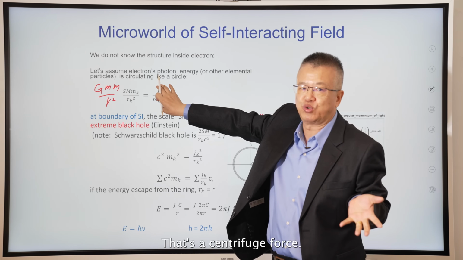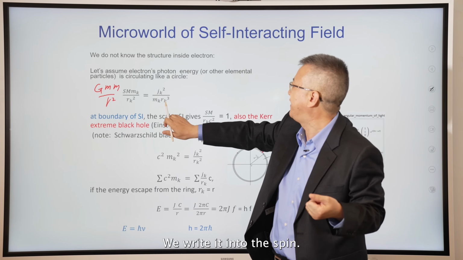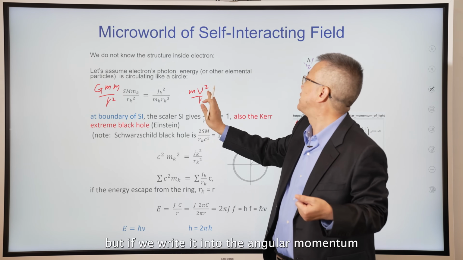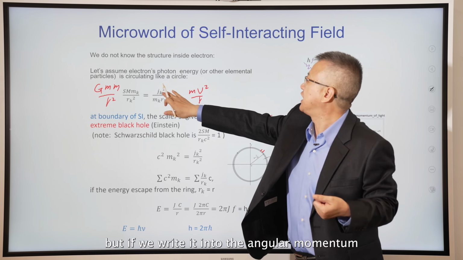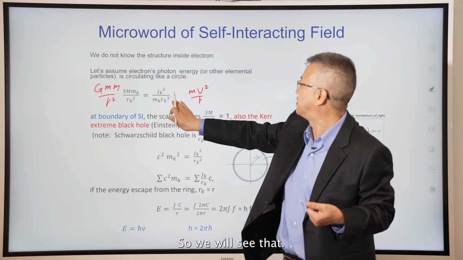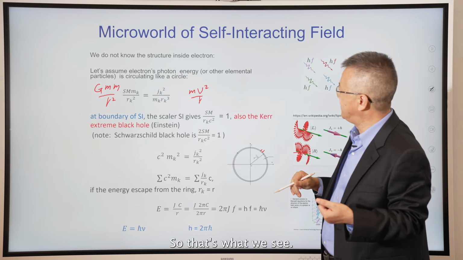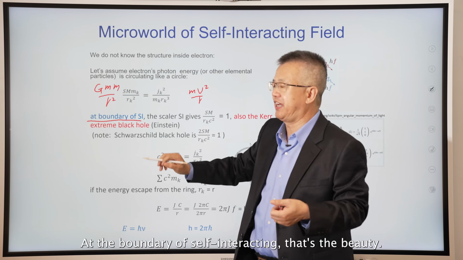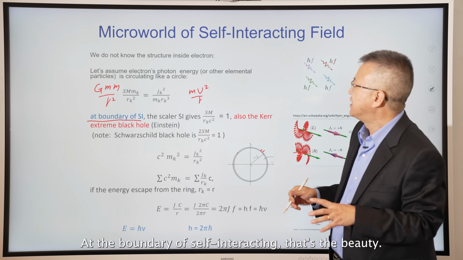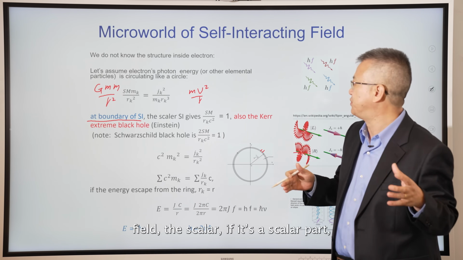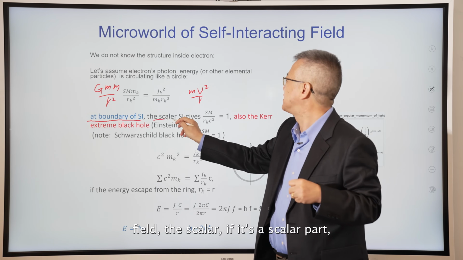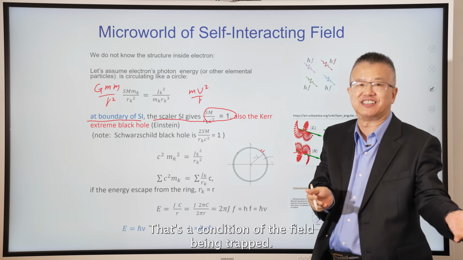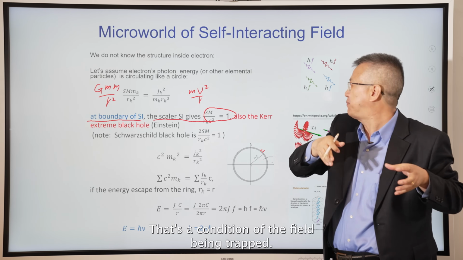That's a centrifugal force. We write it in terms of the spin. It's supposed to be mv squared over r, but if we write it in terms of the angular momentum, we need to multiply by r squared. So that's what we see. At the boundary of self-interacting, that's the beauty. At the boundary of the self-interacting field, if it's a scalar part, we need this to equal 1. That's the boundary. That's the condition of the field being trapped.